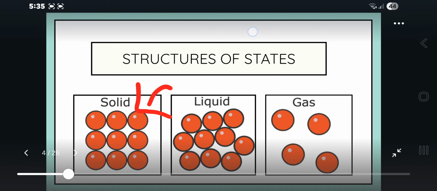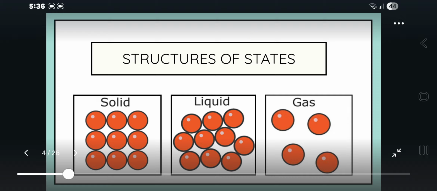The key point of solid is that the particles are tightly packed, and you can write this, tightly packed. The particles will vibrate. In liquid, the particles are loosely packed, and there is movement. They are free to move, not that much free, but you can say they are free to move. But you cannot write that they are far apart. This is wrong for liquid.